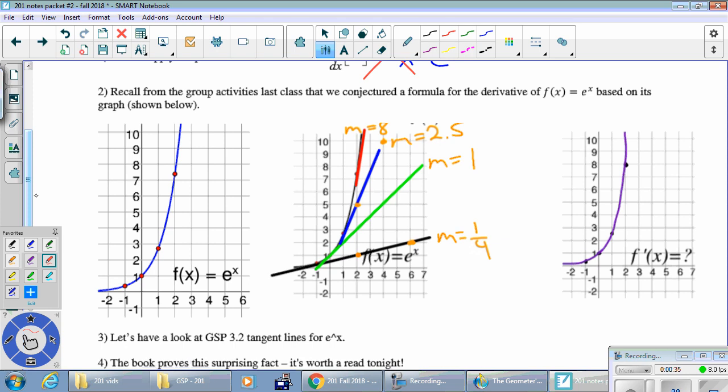And number 2, recall from the group activities last class, we conjectured a formula for the derivative of f of x equals e to the x based on the graph shown below. So this is what you have on your page.